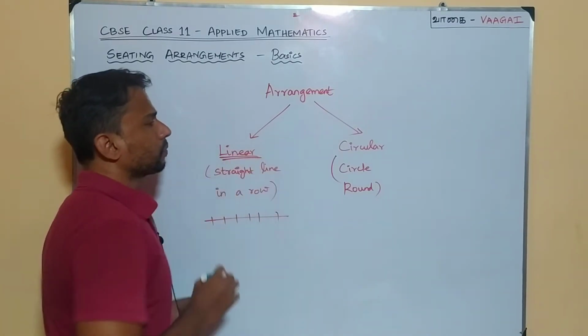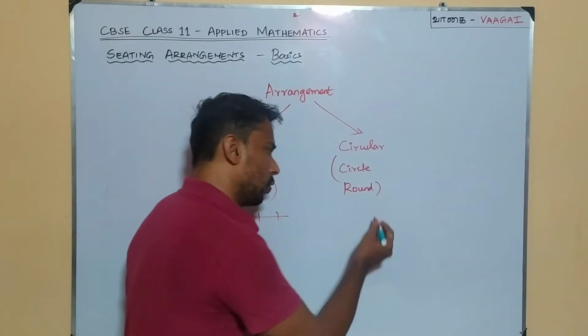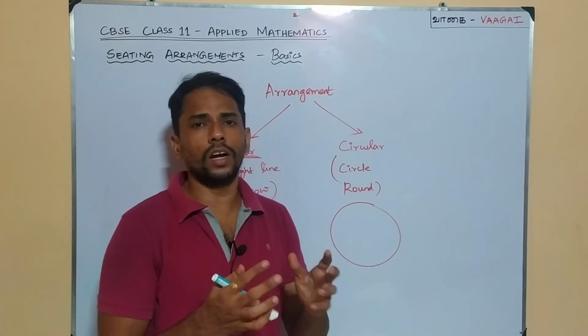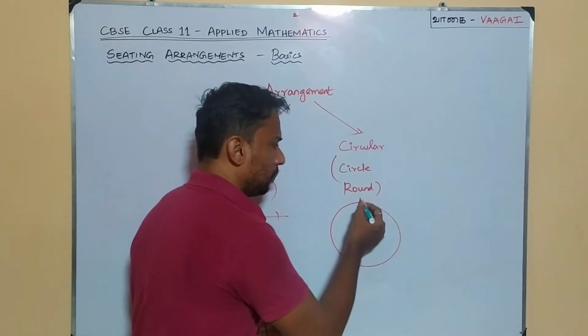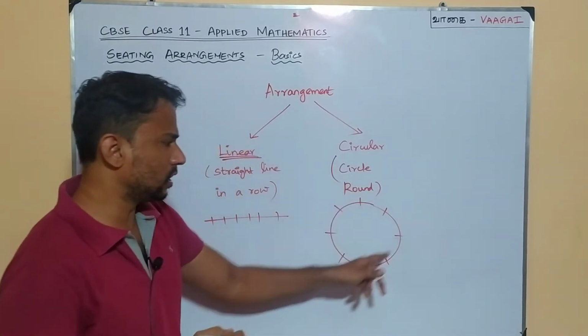Now coming to circular arrangement, as we discussed, this is going to be in a circle manner. People will be arranged in a circle. For example, people are like this. There are a few people who are going to be arranged in the circle.